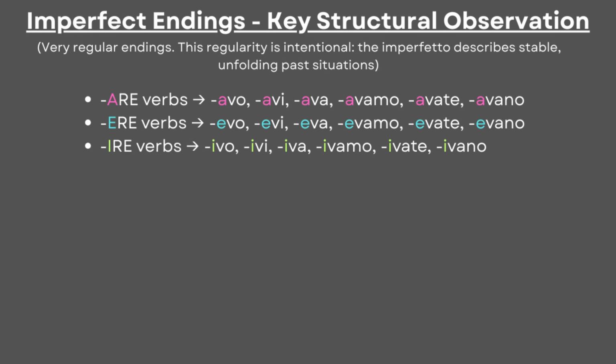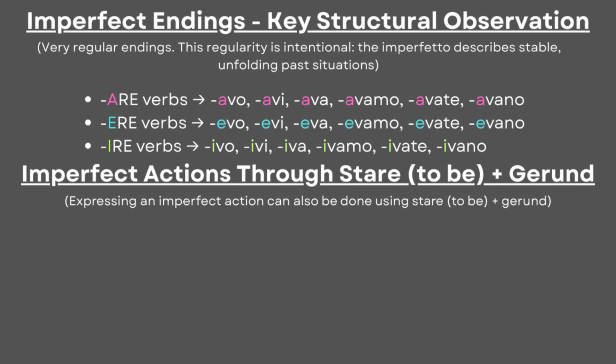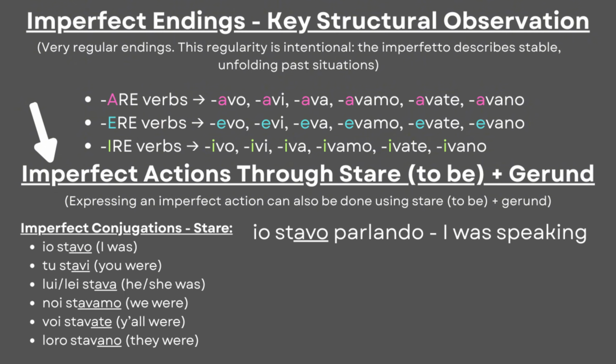As a note, it's worth mentioning that expressing an imperfect action can also be done using stare, to be, plus a gerund. This is a structure that I showed when I explained the verb to be in Italian, but here, if we want to emphasize a continuous past action, the Italian imperfect is sufficient. In essence, the existence of the tense is enough to show ongoing past actions, but on the side, we can take imperfect conjugations of stare and apply them with gerunds, like saying io stavo parlando.